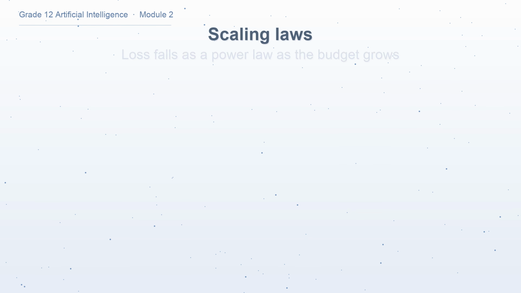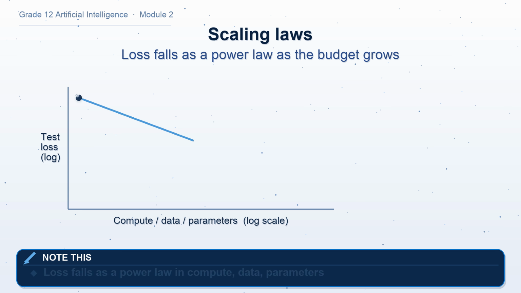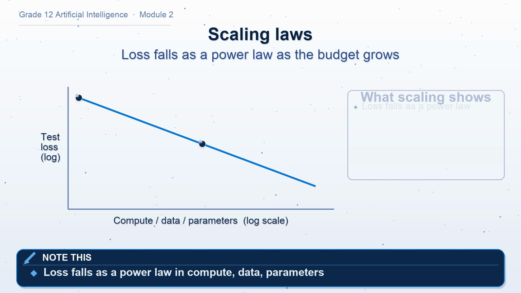Researchers studied what happens to the loss as we scale the model up. They found a striking regular pattern. As we give the model more compute, more data, and more parameters, the loss falls as a power law. On these axes, both scales are logarithmic, and a power law appears as a straight downward line. This means improvement is smooth and, within a wide range, predictable. We can estimate how much better a larger model will be before we train it.